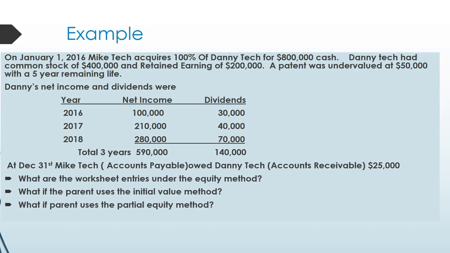If we use the initial value method, we do not adjust the investment account at all. When we use the partial equity method, we will adjust for our share of the net income of the sub, less any dividends, but we will not adjust for amortization. So now we're going to walk through the entries.